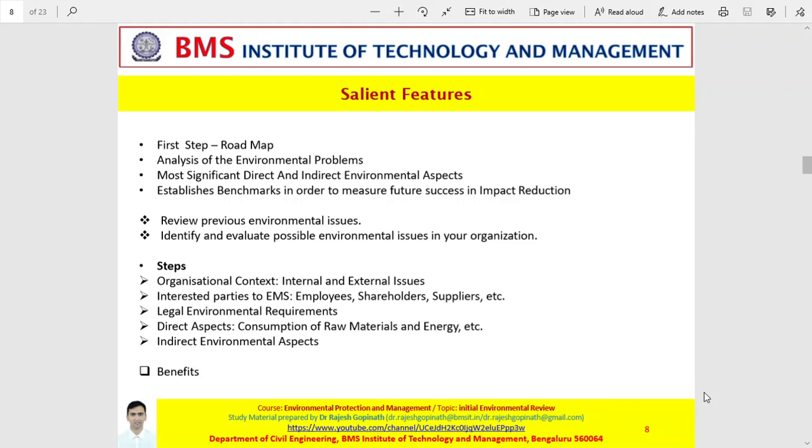As the final part, the organization also must look into its indirect environmental aspects, that is, the activities which impact the environment for which the organization is responsible indirectly or inadvertently. The objective is that one should understand how to deal with these indirect environmental aspects.